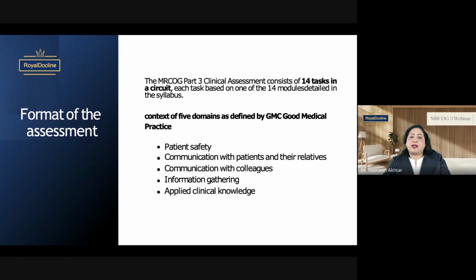Actually, the part 3 clinical assessment consists of 14 tasks in a circuit. There may be a station where there may not be any task. You may also see a running 14 stations during that exam. It depends upon how the RCOG plans out the exam. The context of the 5 domains is defined by the General Medical Council. Please be with me on this slide. This is the nutshell of today's webinar.